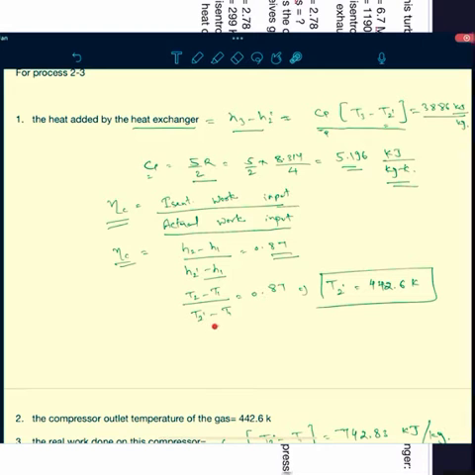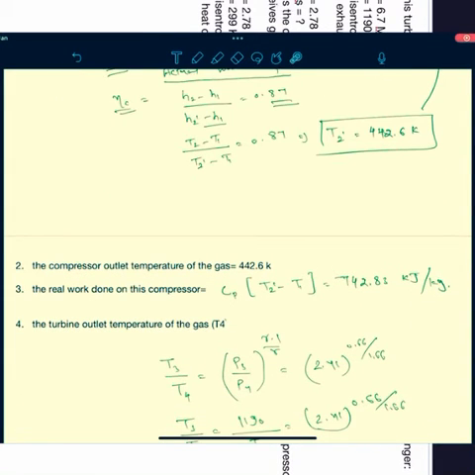So I can write here (T2 - T1) / (T2' - T1) = 0.87. I can find out T2'. So if I put this value here, I can find out Cp into (T3 - T2'). Cp is 5.196. So the heat added in the heat exchanger will come out to be 3886 kilojoule per kg, because we are not multiplying it with the mass.